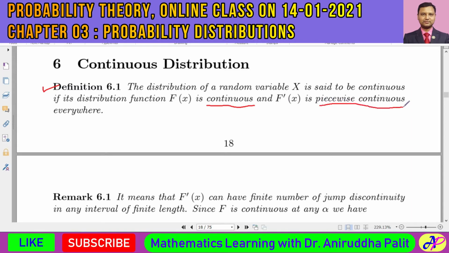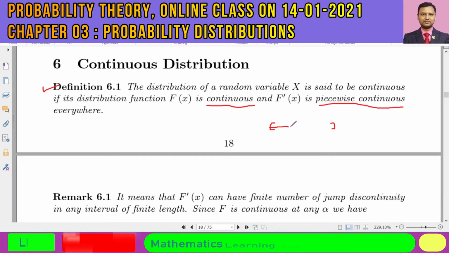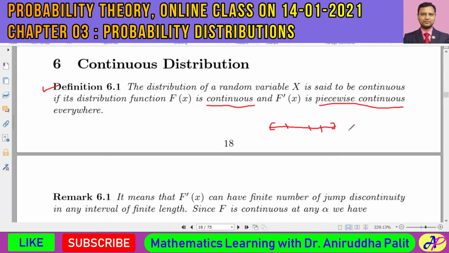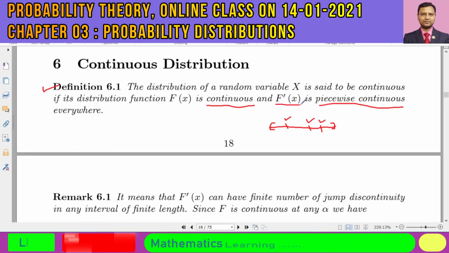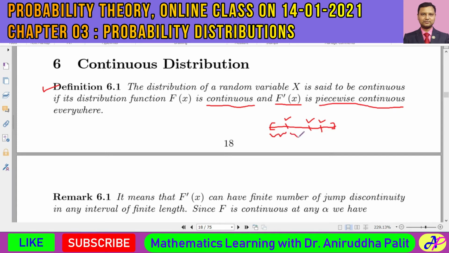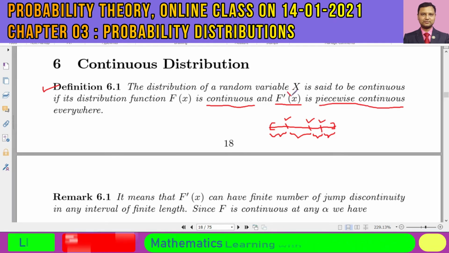That means F dash x may have some discontinuity, but piecewise means within a certain finite interval, the function may have at most a finite number of points of discontinuity. These kinds of functions are called piecewise functions. At these points of discontinuity, the function F dash may be discontinuous. But otherwise, if we divide this interval through these points into a finite number of subintervals, then within each such subinterval the function F dash should be continuous. This kind of function is called a piecewise continuous function.